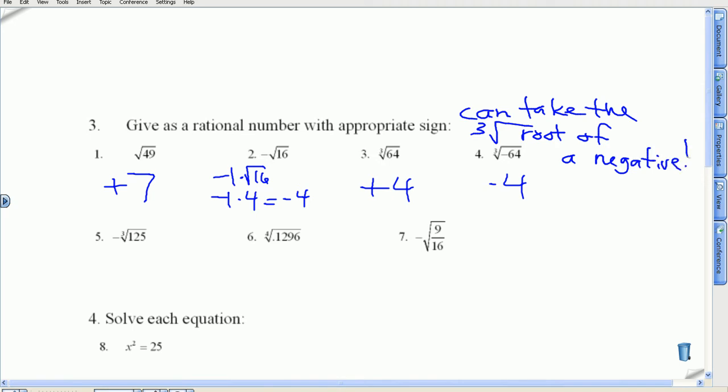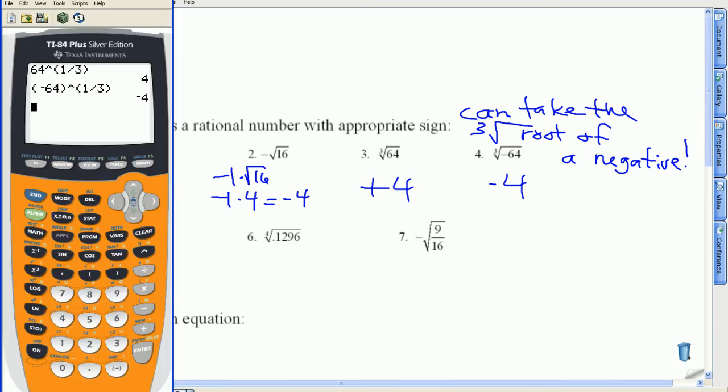And that's an important fact. How about the cubed root, or the negative cubed root of 125? Well, just like we saw earlier, this is technically negative 1 times the cubed root of 125. So it will be negative 5.